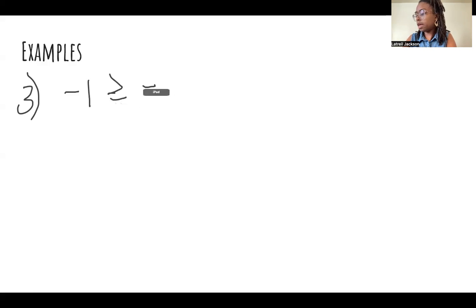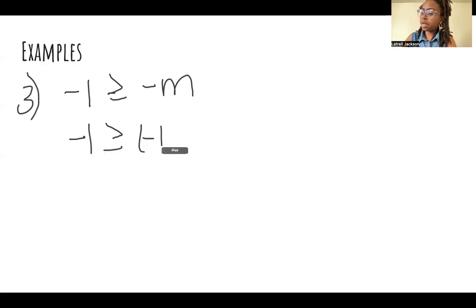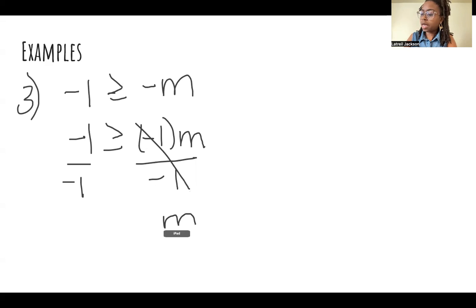Let us try -1 less than or equal to -m. Okay, so we actually have a negative number here. It's kind of hidden. So let's rewrite this as -1 times m. Same thing. Now we can divide by -1. All right, we divide by -1, these negative ones cancel out, and we're left with m. Make sure we flip the inequality symbol because we divided by a negative number, and the other side is 1. So 1 is less than or equal to m.